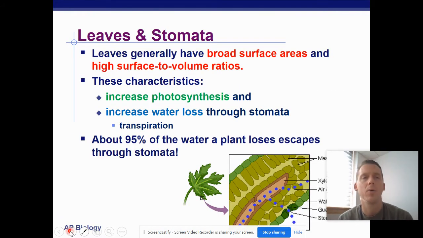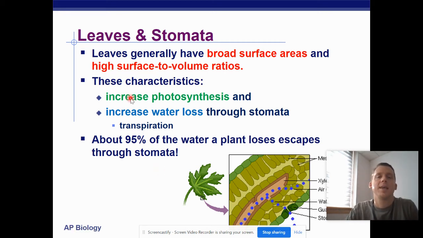So a little bit about leaves. Leaves have broad surface areas and a high surface area to volume ratio, right? They're flat and they're thin. And these characteristics help increase photosynthesis, right? Being flat. But having a lot of surface area also means that plants are going to lose a lot of water. And they lose water through the stomata.